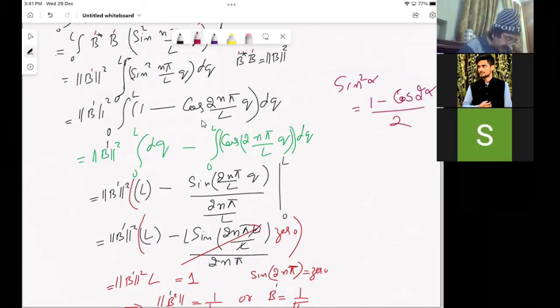Yes, a minor mistake, it must be divided by 2. So that must be divided with respect to 2. And similarly, you may take the 1 by 2 as a common factor, and so this will be equal to this.